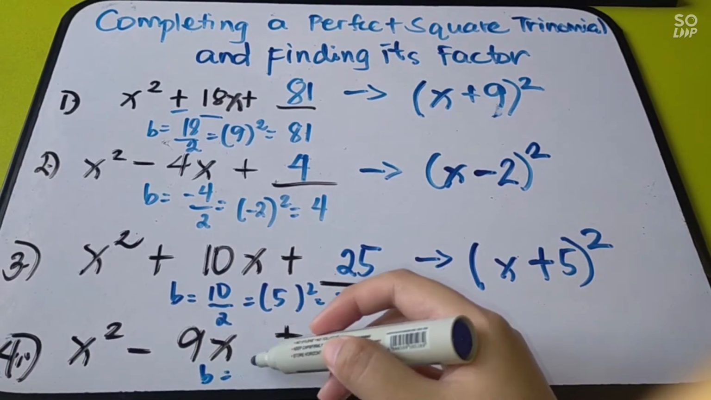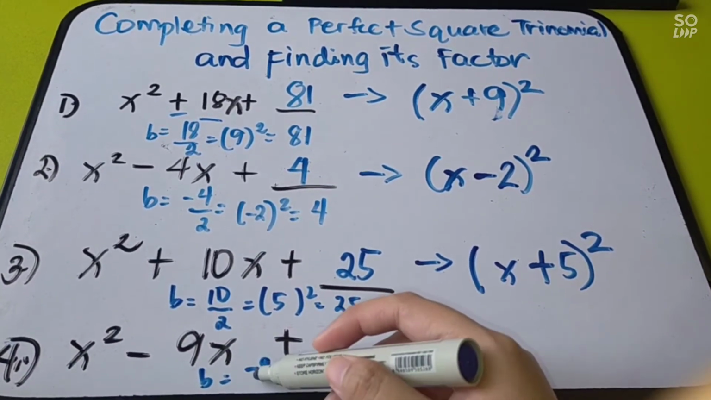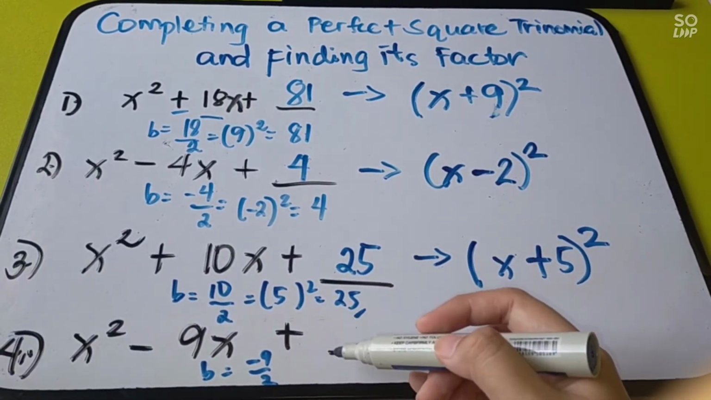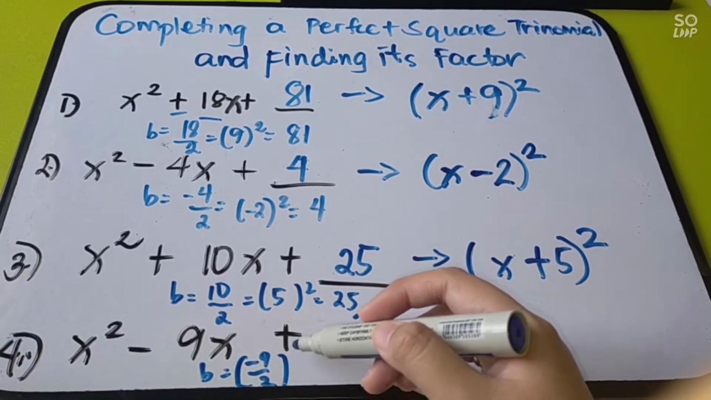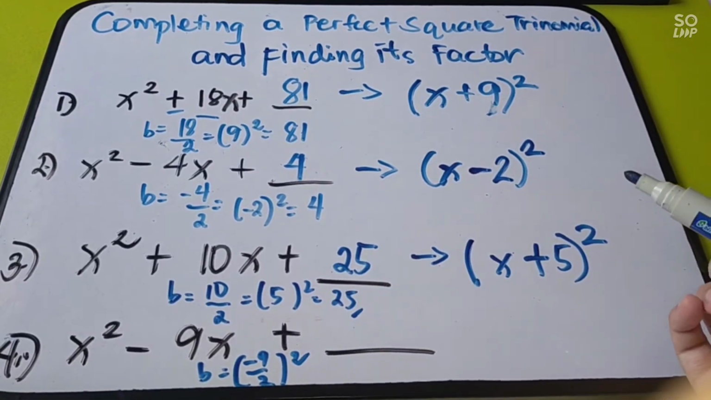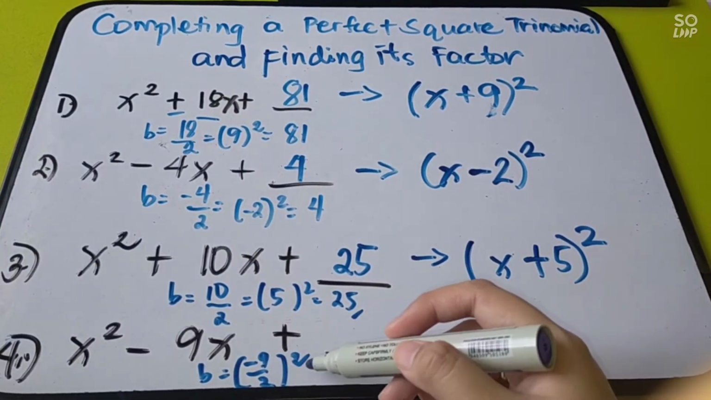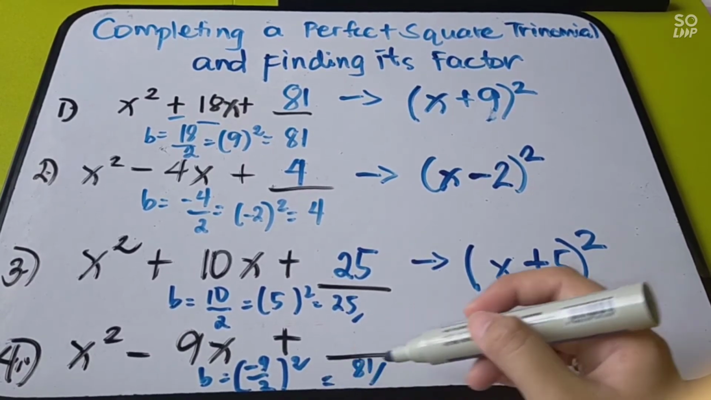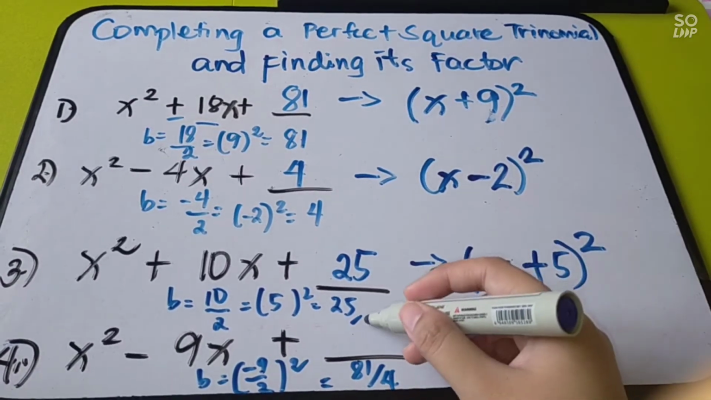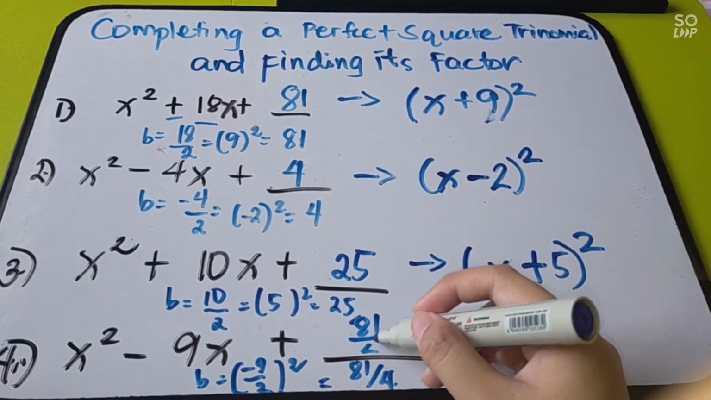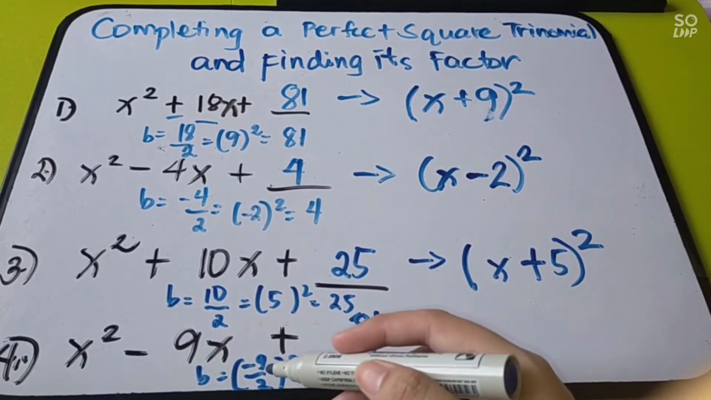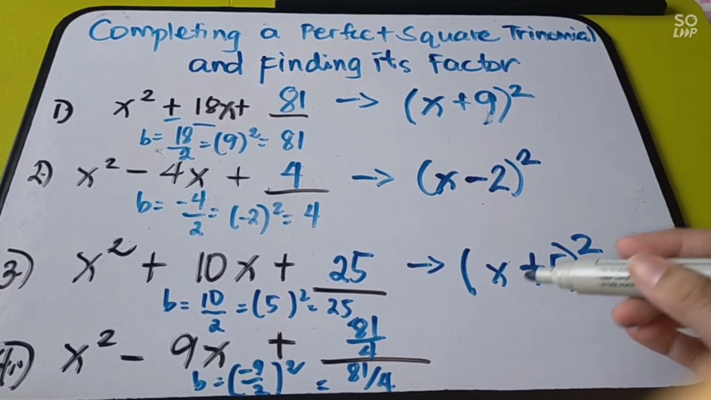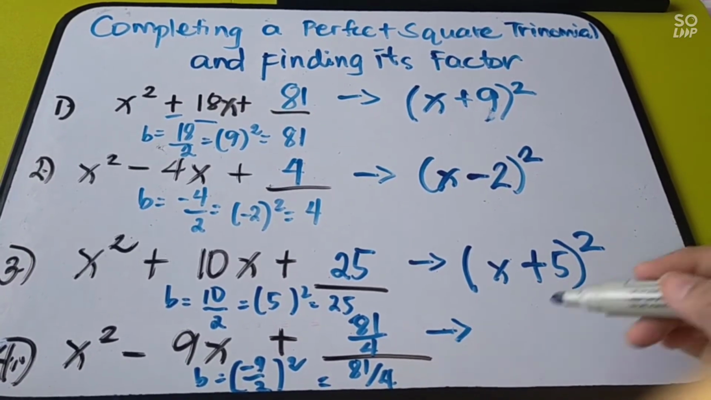Next tayo. Let us have number 4. Your b here, we have negative 9. Afterwards, divide it into 2. Since hindi siya pwedeng ma-divide into 2, yan na yun. Naka-simplest form na siya. I-squared mo na lang. If you are going to square a fraction, 9 squared, that is 81, over 2 squared, that is 4. So, you have here 81 over 4. Nagkaroon ka ng fraction dyan, kasi si 9, hindi naman siya divisible by 2. Is it clear?